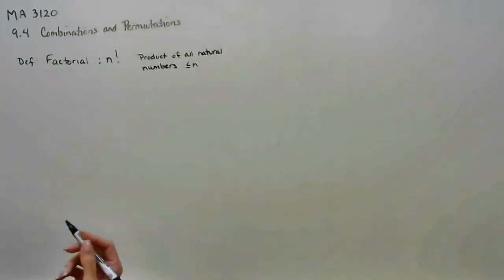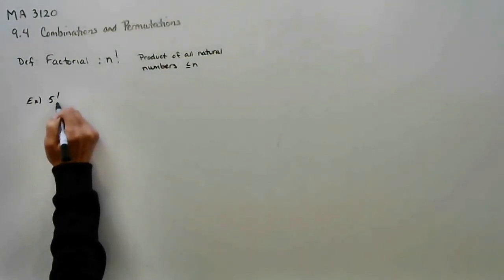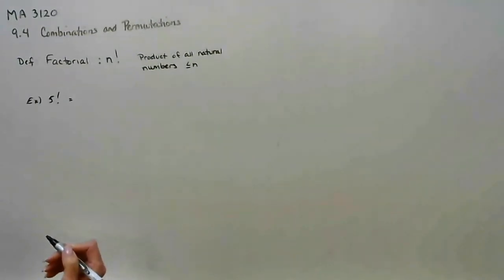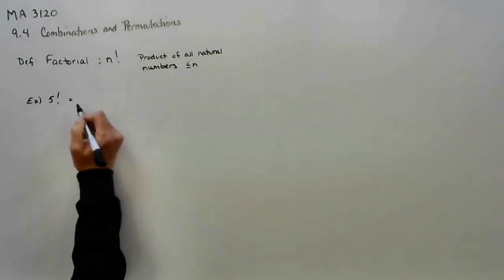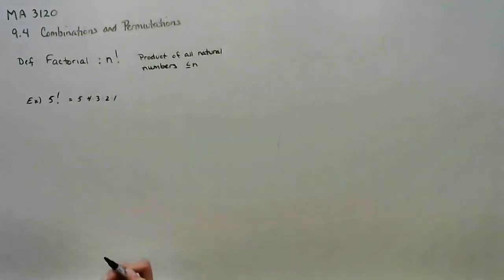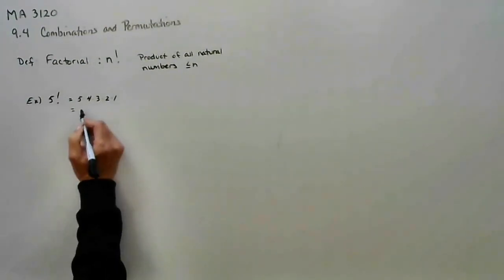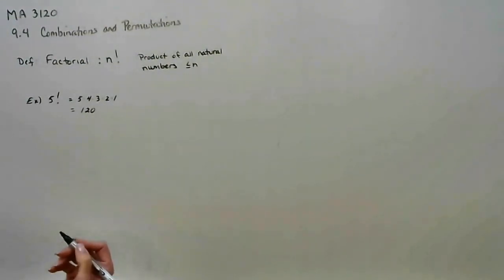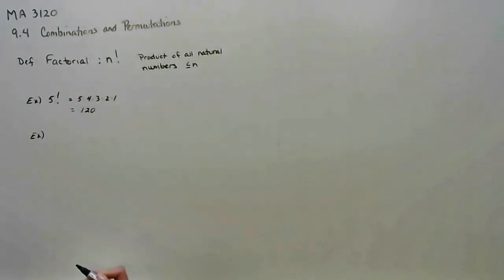So for example, if I ask you to calculate 5 factorial, well, we need to multiply all the natural numbers less than or equal to 5, so including 5. So that would be 5 times 4 times 3 times 2 times 1. Okay, so the smallest natural number is 1. And if I do that multiplication, 5 times 4 is 20, 20 times 6, we get 120. Okay, so I think you've got the idea there on what factorial means.